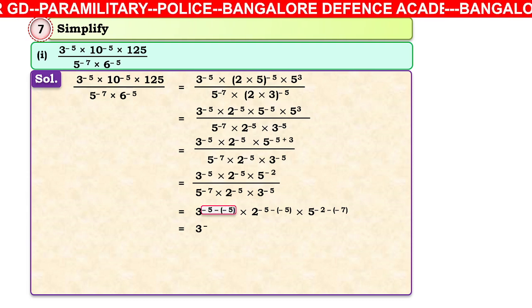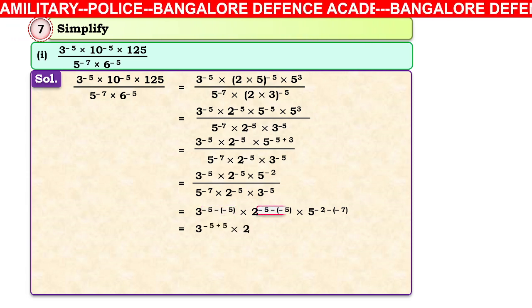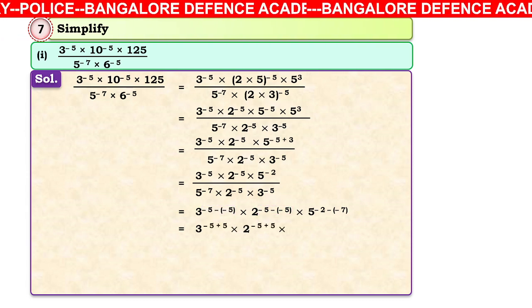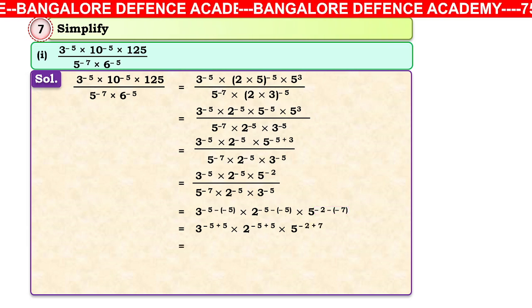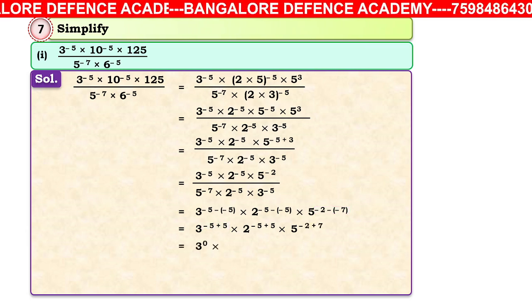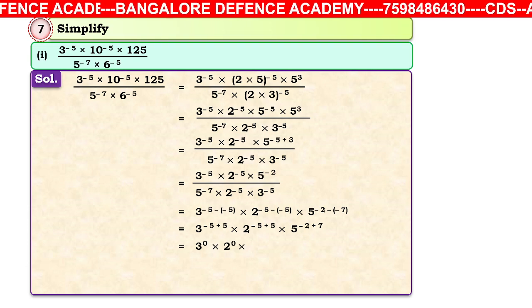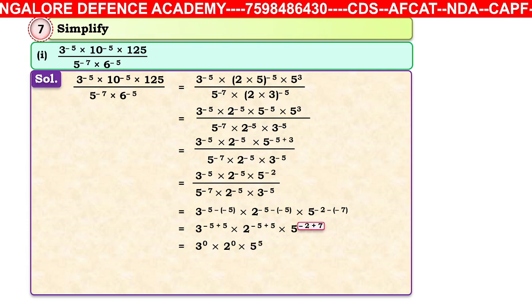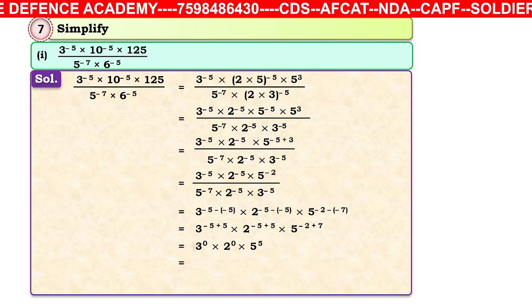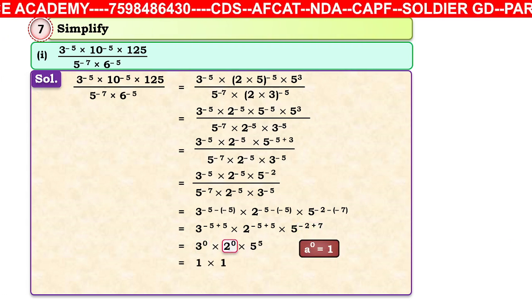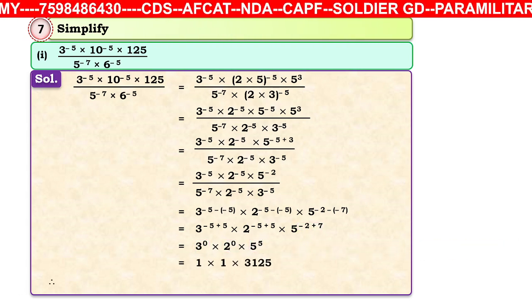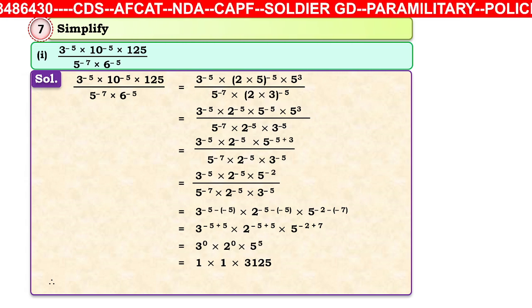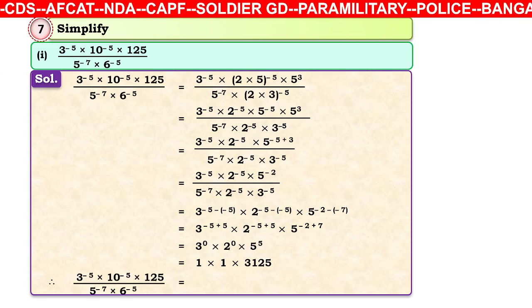So here anything to the power of 0 is 1. We know that. We'll solve it in the next step. And now this becomes minus 2 plus 7. So 3 to the power of 0, 2 to the power of 0, and 5 to the power of 5. Anything to the power of 0 is 1, we already know. So I will write it as 1 into 5 to the power of 5. So 5 to the power of 5 gives me 3125. So simplifying this, I get the answer as 3125.